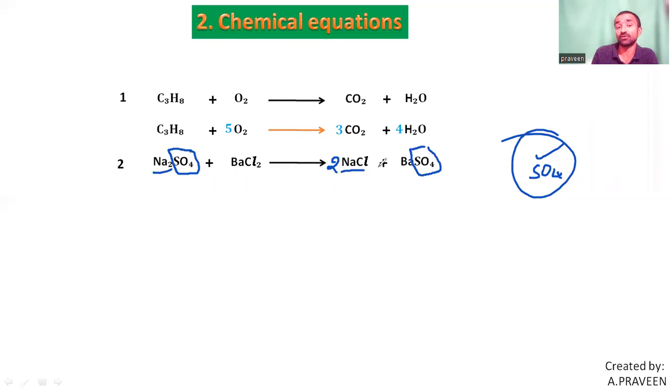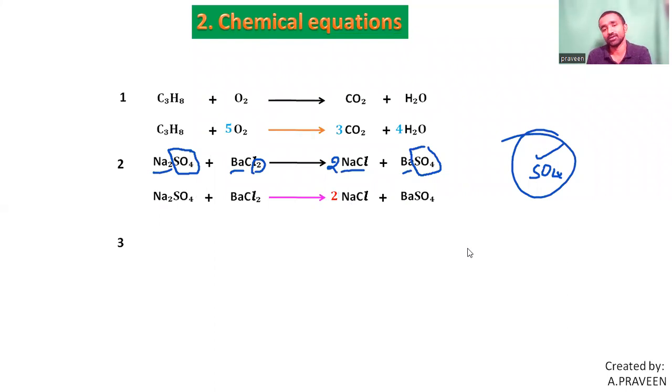NaCl. So count of chlorine changed. Count already here 2. So balanced. Then barium 1, 1. Completed. No need to check. It will be helpful in your MCQs. In MCQs, you can follow the same direct steps. Balanced. Then third example. Here HNO3 plus potassium iodide giving you hydrogen iodide and potassium nitrate.